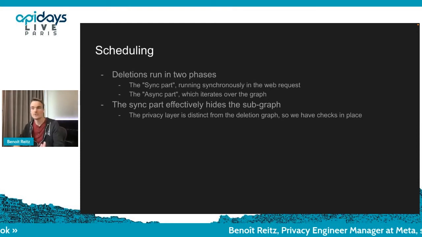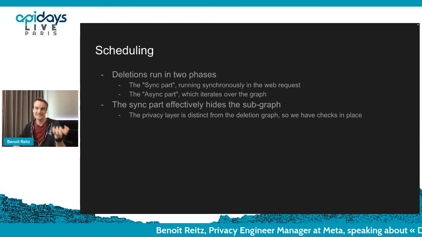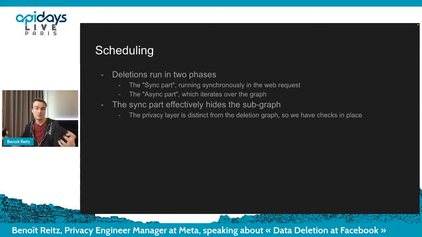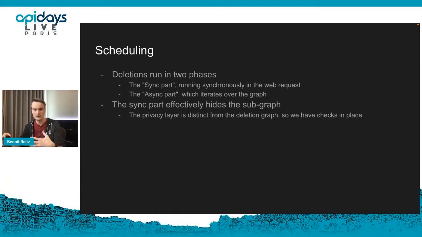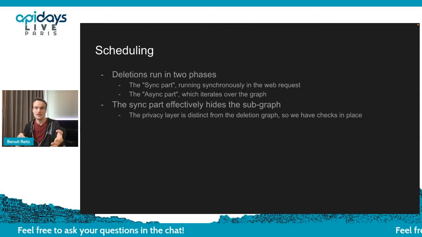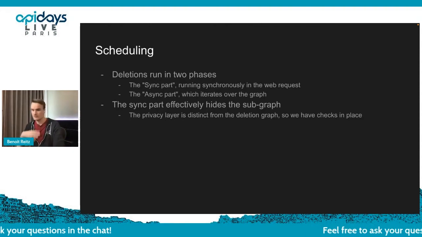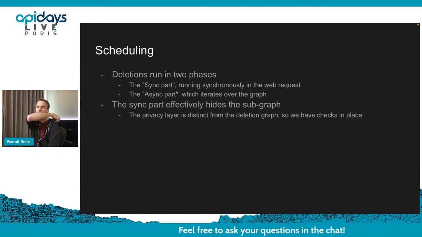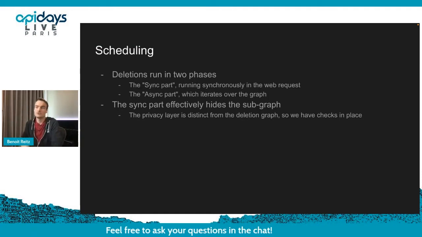There's one issue, which is that the privacy layer is distinct from the deletion graph. We have efforts to try to merge them together so that given the definition of the deep edges and their presence or not, we can define whether or not that should be visible on the platform. But this is a very complicated problem, and this is not mature enough yet.